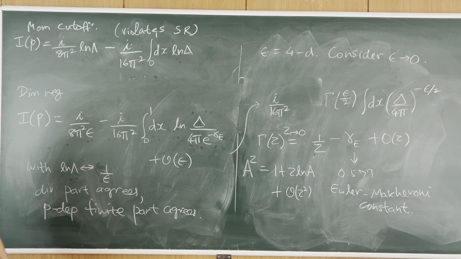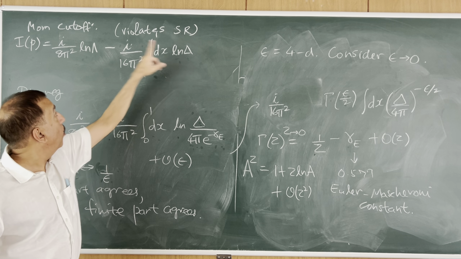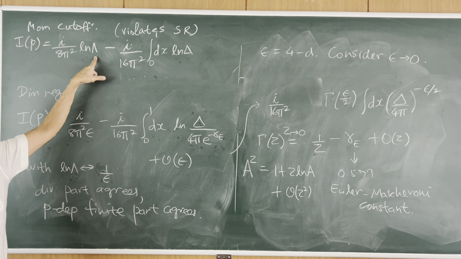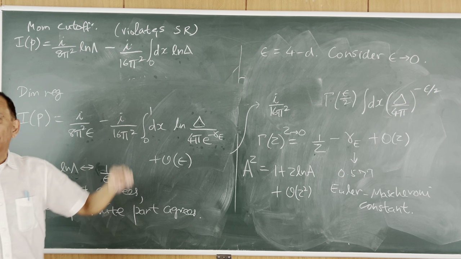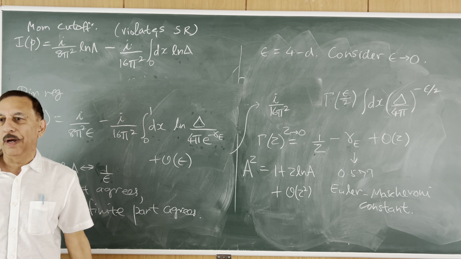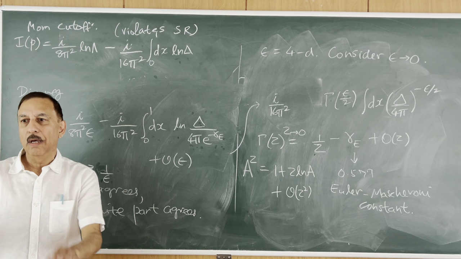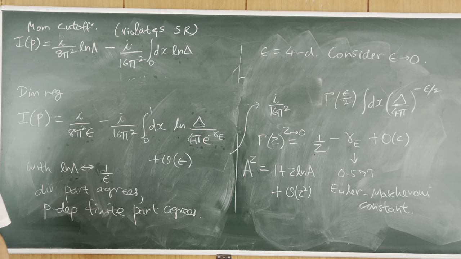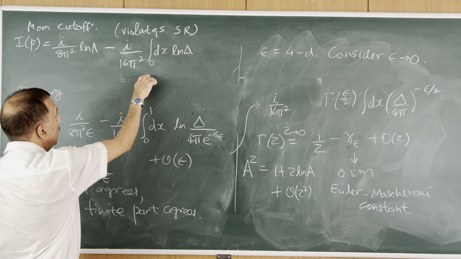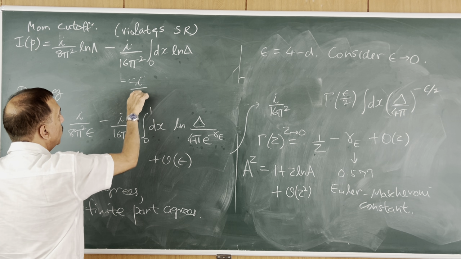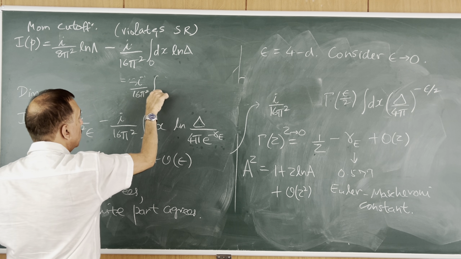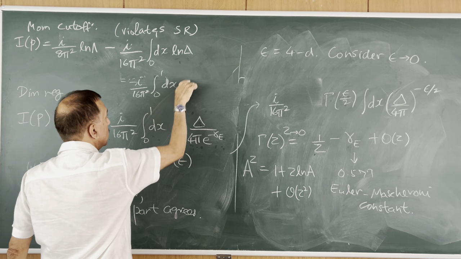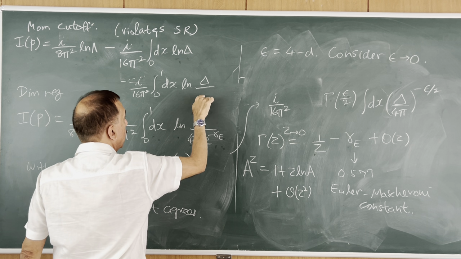Okay, and the answer is really, we can combine these two into log of delta over lambda squared. That answers the dimensional problem, right? Because delta and lambda squared have the same dimension. Delta is mass squared plus a p squared term, so it's dimension of square of momentum. So delta over lambda squared is good. Okay, so this combines nicely into minus i over 16 pi squared integral 0 to 1 dx log of delta over lambda squared.